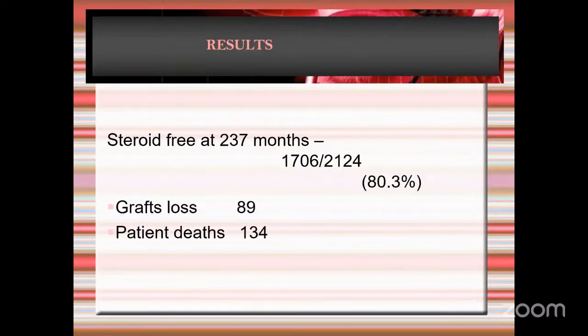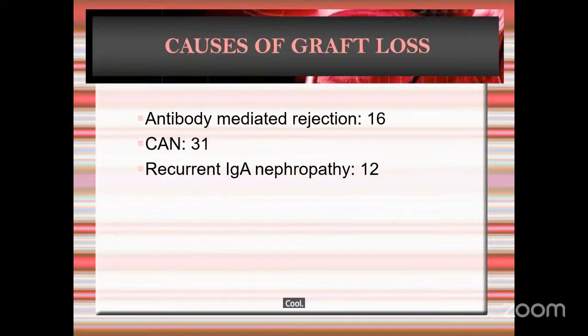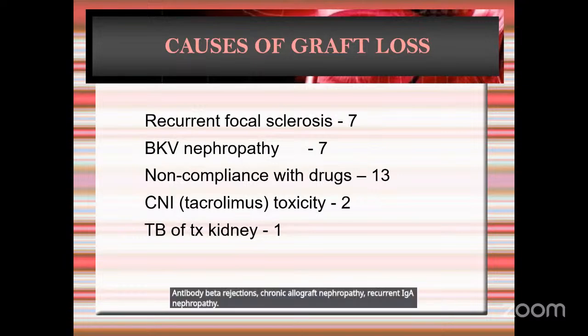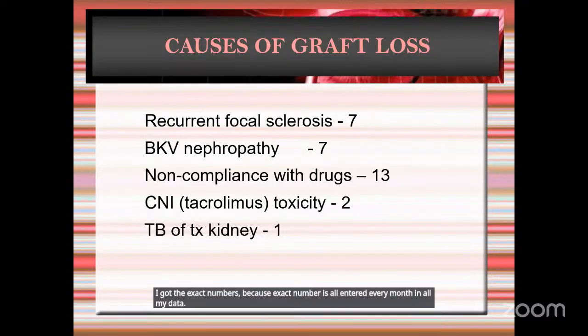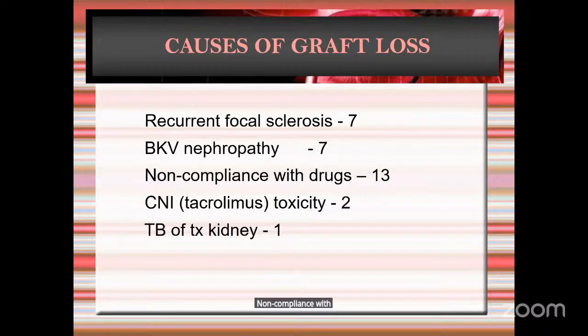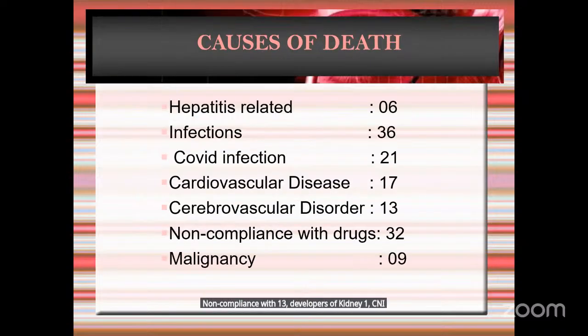These are the reasons for the graft loss: antibody-mediated rejections, chronic allograft nephropathy, recurrent IgA nephropathy, recurrent focal sclerosis. I have the exact numbers because everything is entered every month in all my data. Non-compliance with 13, tuberculosis of kidney 1, CNI toxicity 2.